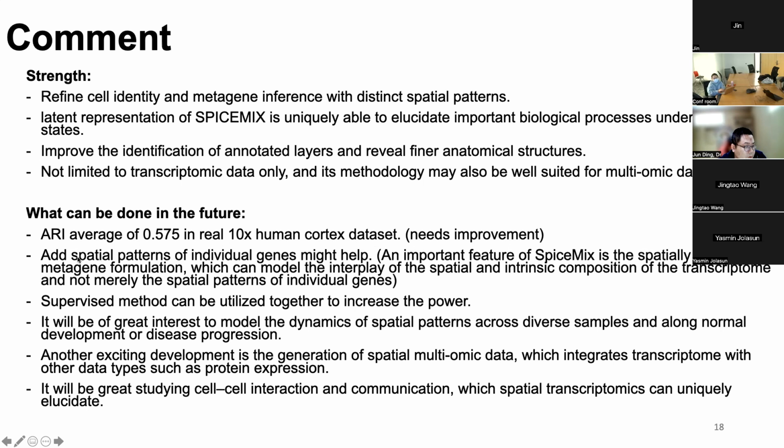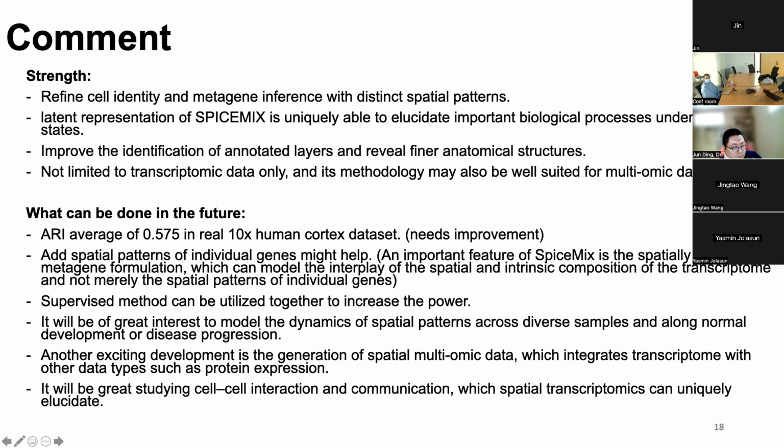And I found this thing. They didn't really say that they were going to add it, but I thought that adding spatial patterns to individual genes might help. Okay. All right. And a supervised method can be utilized together because this is unsupervised. If you have the datasets with targeted panels, by prior knowledge, using 10x or whatever to align a spatial and the single cell RNA-seq together, they will be able to increase the power, right?